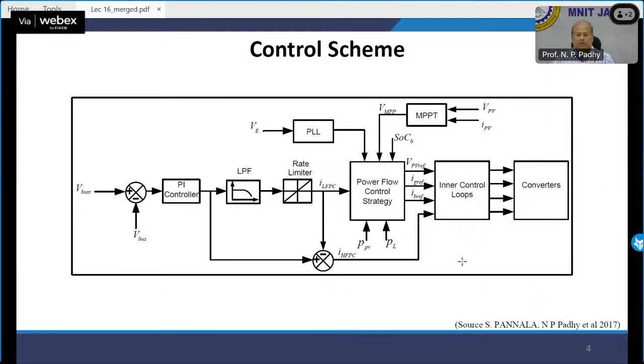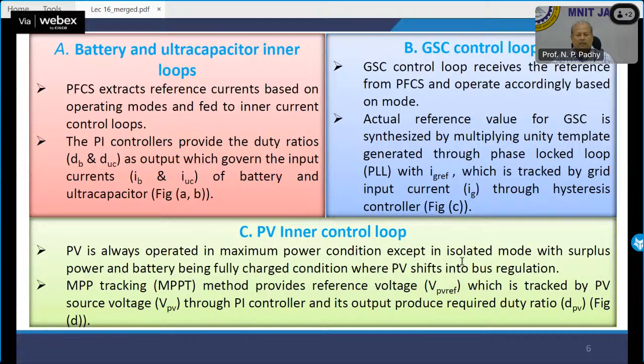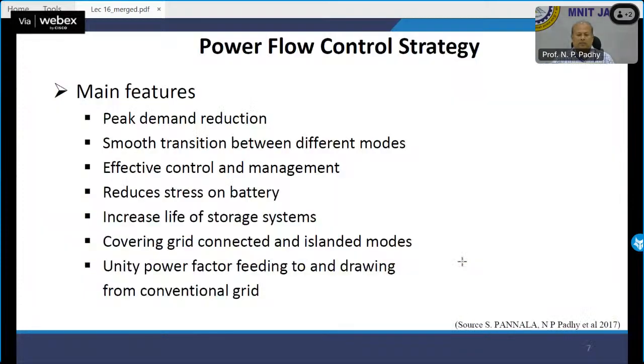Now we have the control scheme with us. Let us not spend a lot of time here. For every device, you can have a control scheme, as we discussed earlier, for your battery, for your ultracapacitor, for PV. Now, when you talk about power flow control strategies, what kind of strategy are we putting into a controller?